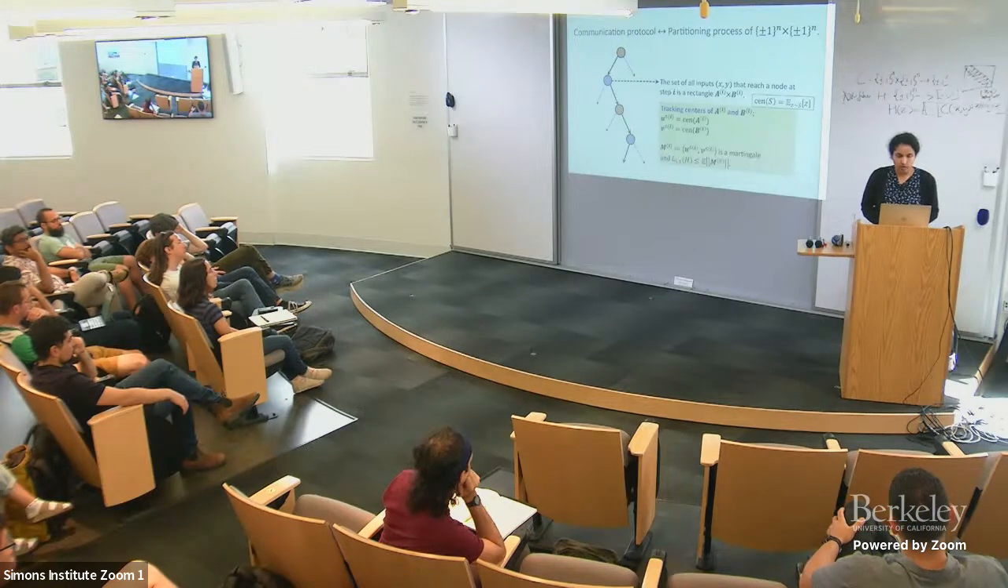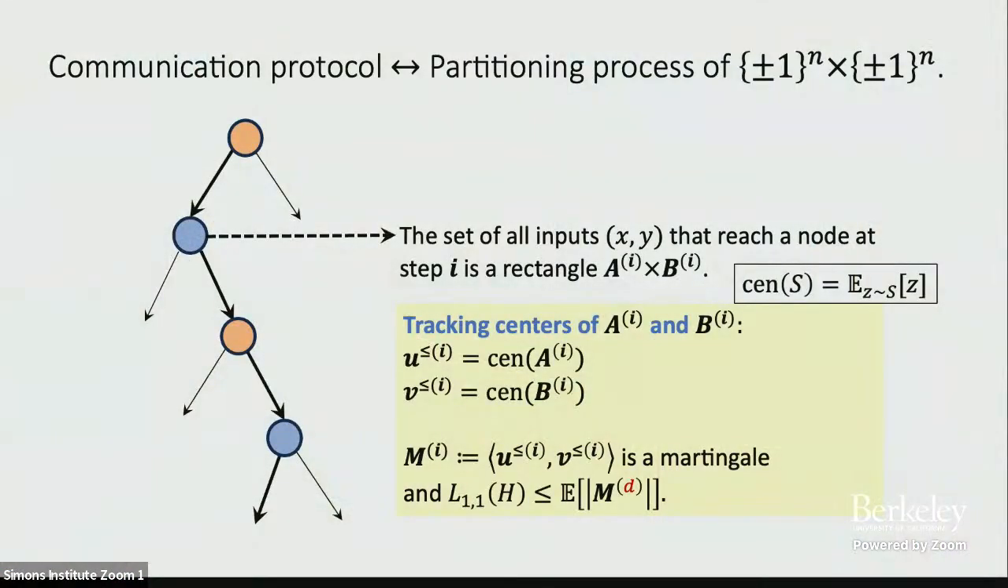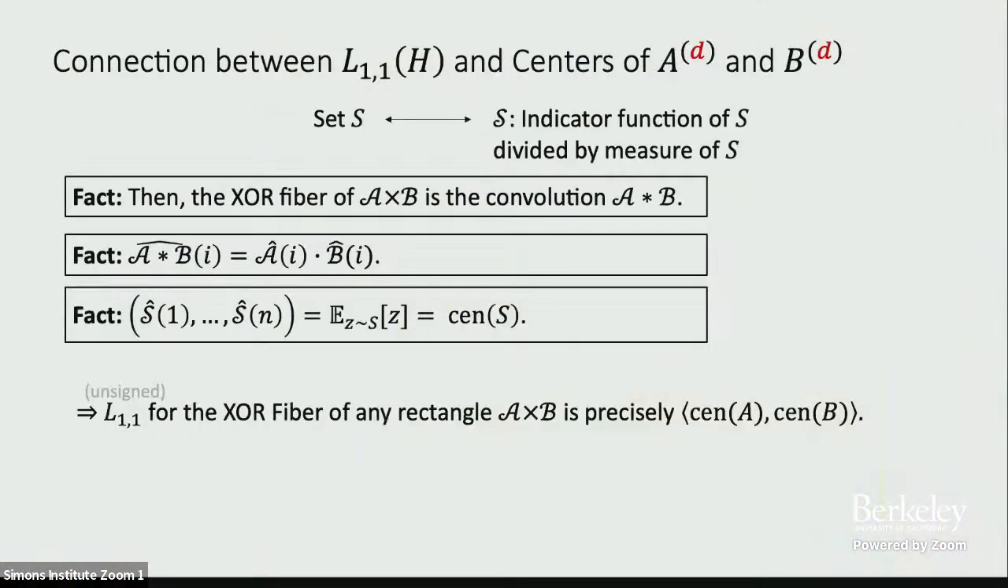Okay. So let me justify this connection between the level 1 Fourier growth of the XOR-fiber and this inner product between the centers. So essentially, the idea is to just focus on rectangles. Since any protocol can be broken up into rectangles, let's just see the connection between the Fourier growth of the XOR fiber of a rectangle and this quantity. So the basic idea is the following three facts.